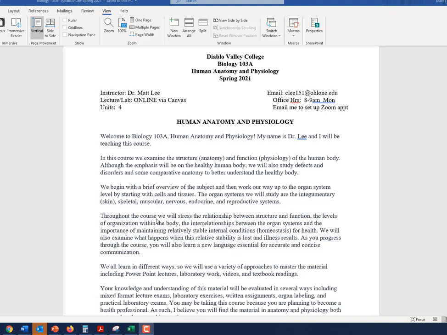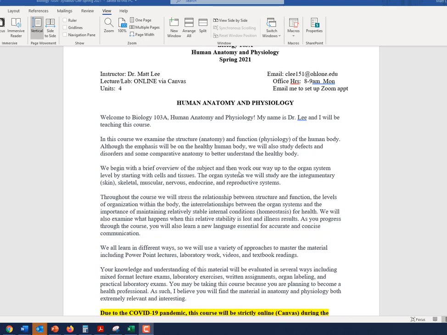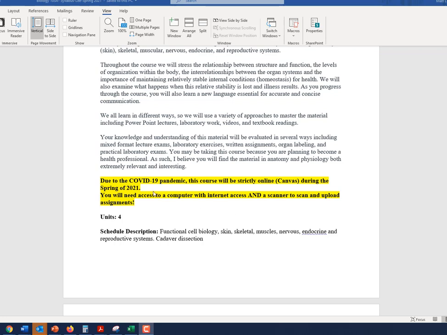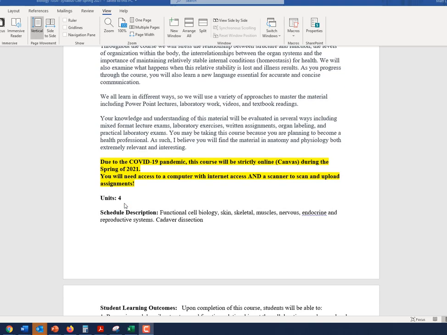So this first page of the syllabus really just talks about the course, and I encourage you to read all of this when you have more time. I'm not going to read every line here with you, but it just tells you a little bit about what we're going to be covering this semester and some of the topics. So as I said, due to the pandemic, this course will be strictly online during this semester, and so you're going to need access to a computer with good internet access, and also you will need a scanner so you can scan assignments and upload them to the Canvas website.